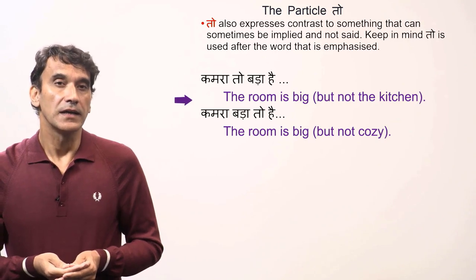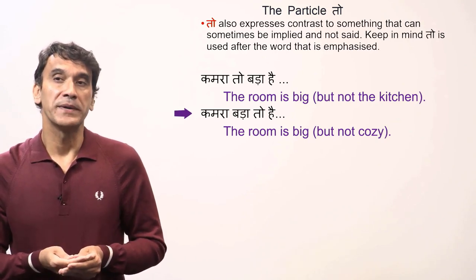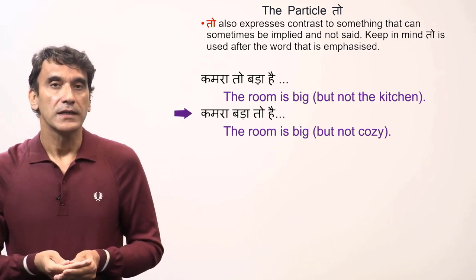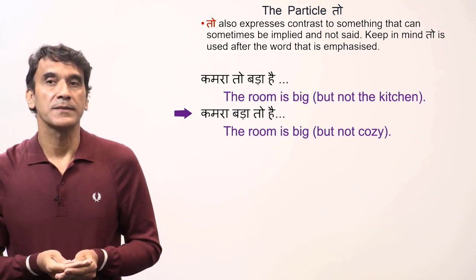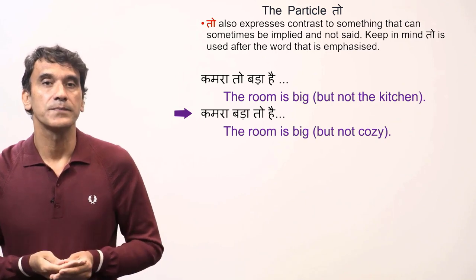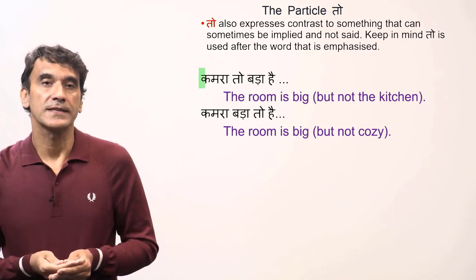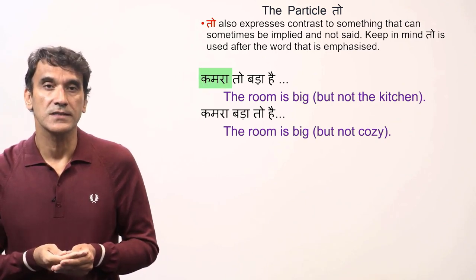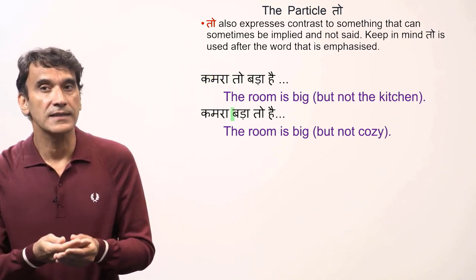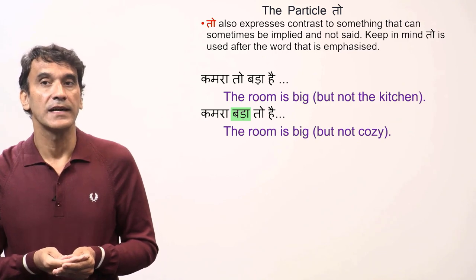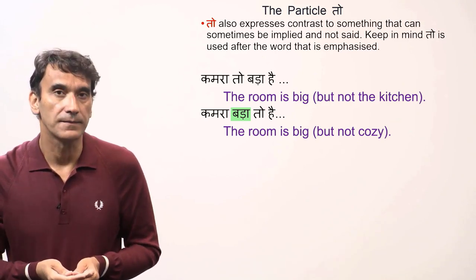The next one, "kamra bada to hai." The room is big, but not cozy. The word emphasized here is "bada". It is put in contrast to something else, which might be cozy. So you can see in the first sentence, the word "kamra" is emphasized, so the particle "to" comes after "kamra". And in the second sentence, the word "bada" is emphasized and the particle "to" comes after "bada".